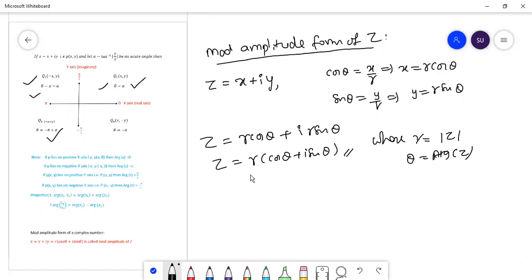Now I can represent cos theta plus i sin theta simply as cis theta.